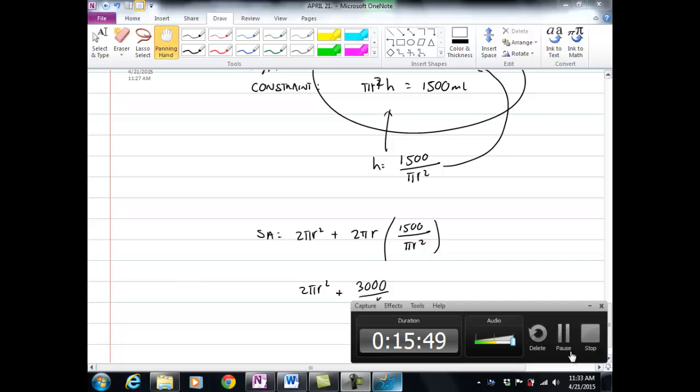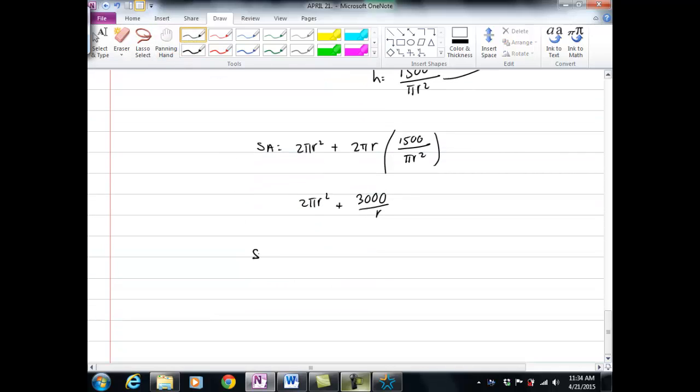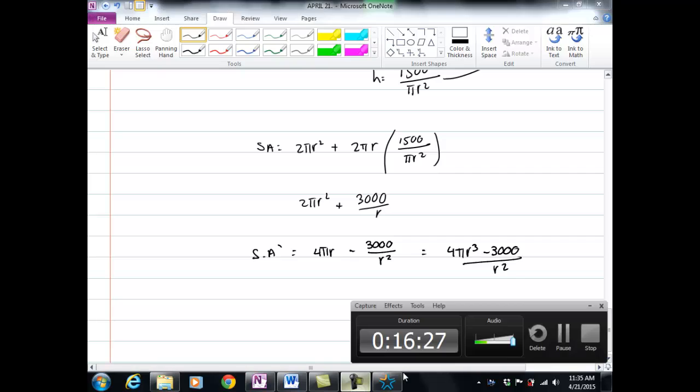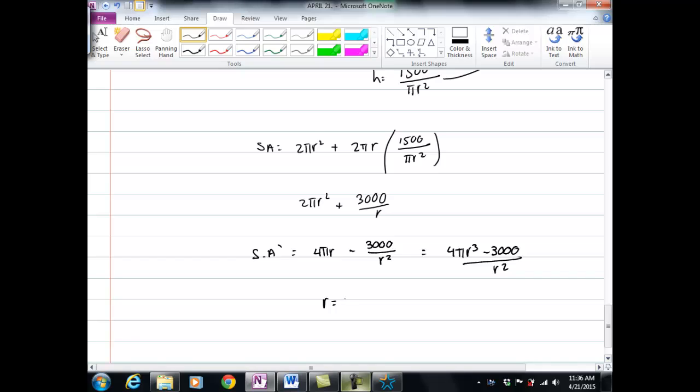Okay. So look what I did. If I take the derivative of this, you should get SA prime equals 4 pi r minus 3,000 over r squared, which will give you 4 pi r cubed minus 3,000 over r squared. Solve for r for me. And if you did this correctly, you should have r equals the cube root of 3,000 over 4 pi, which will give you roughly 6.2 cm. Once you have this, you can easily find h and find the rest.